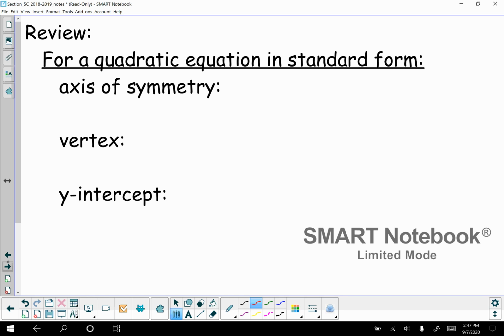Okay, so for a quadratic equation in standard form, the axis of symmetry is x equals -b over 2a. Remember, standard form is y equals ax squared plus bx plus c. So that's how you do it. And the vertex x value would be -b over 2a.